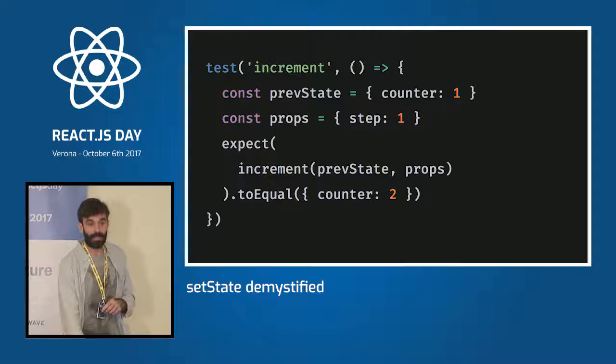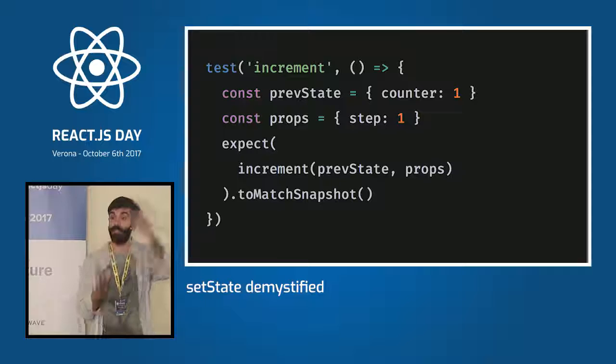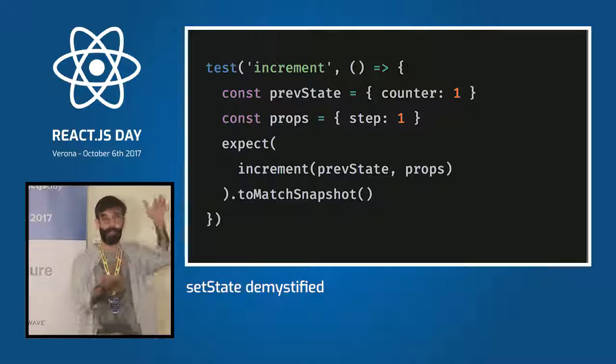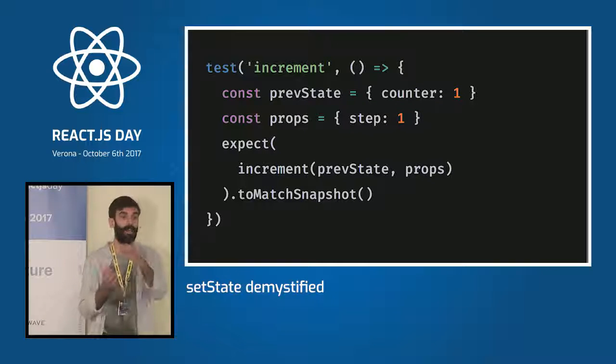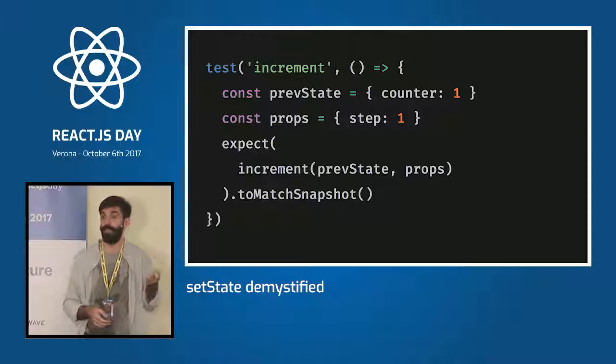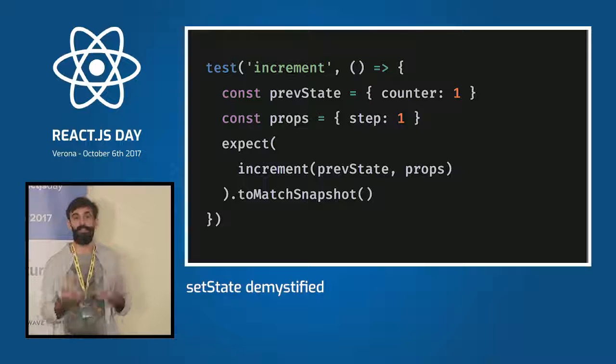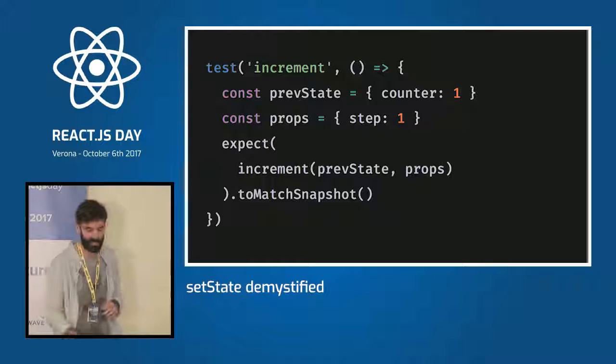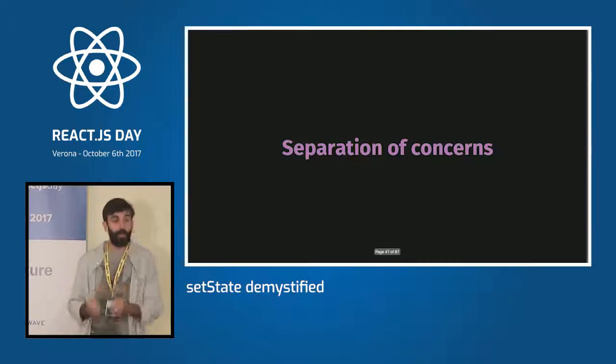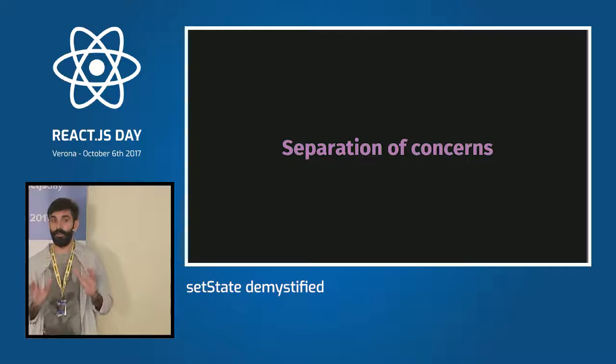If you like snapshots, or if you have complex objects, you don't want to just copy-paste your state in the toEqual matcher. You just use snapshot, which basically creates a snapshot of your object, and it tells you if something changes unexpectedly. Cool. So you can test using setState, you can write clean code. Cool. What about the separation of concerns?